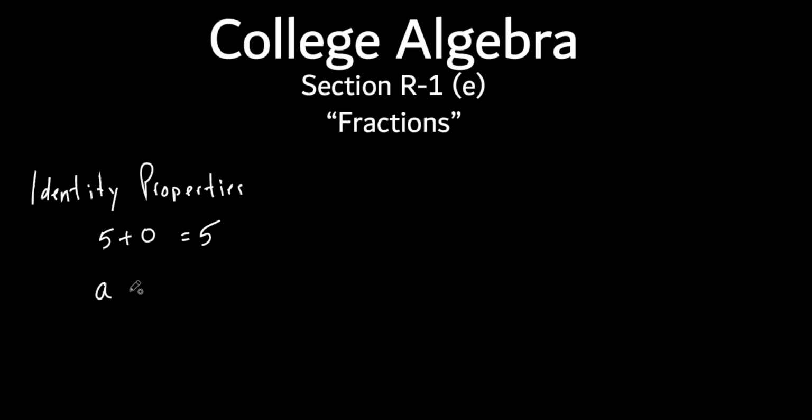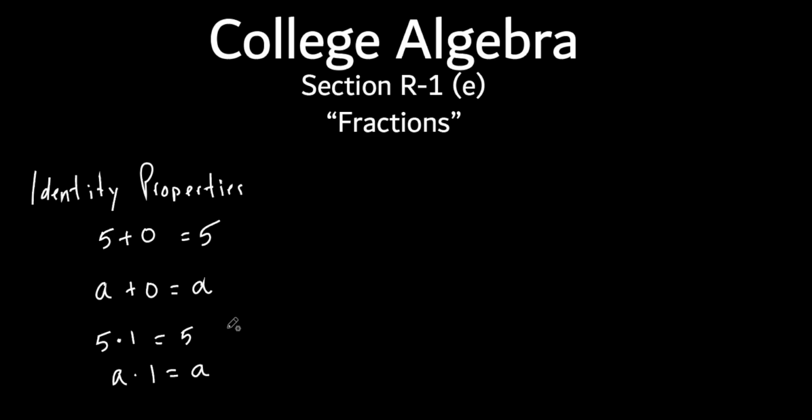Usually they start with a letter. So a plus 0 equals what? A. So that's the identity property for addition. What's the identity property for multiplication? Again, if I start with a 5 and I want to multiply it by a number to keep it a 5, what am I multiplying it by? A 1. That's right. So a times 1 equals a. That's all they're showing you.